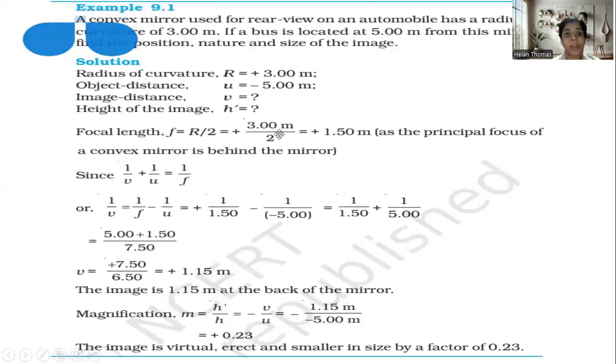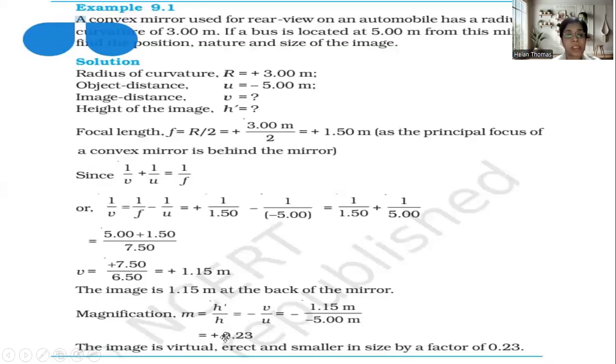So we know that the magnification is h prime by h, height of the image by height of the object, which is also minus v by u, image distance by u. So now we have minus v, we have v, we have u. Substituting those values, you get plus minus of 1.5 divided by minus of 5. So it becomes plus 0.23.